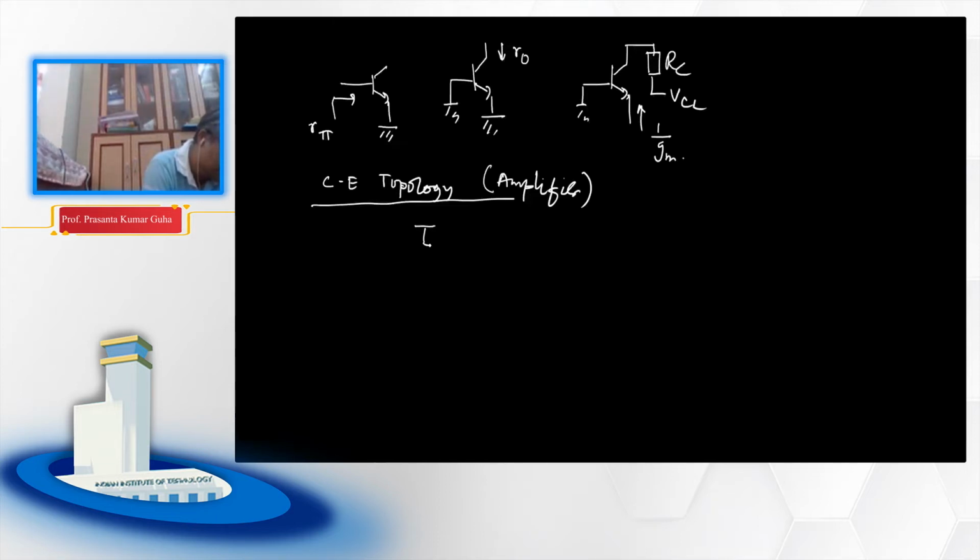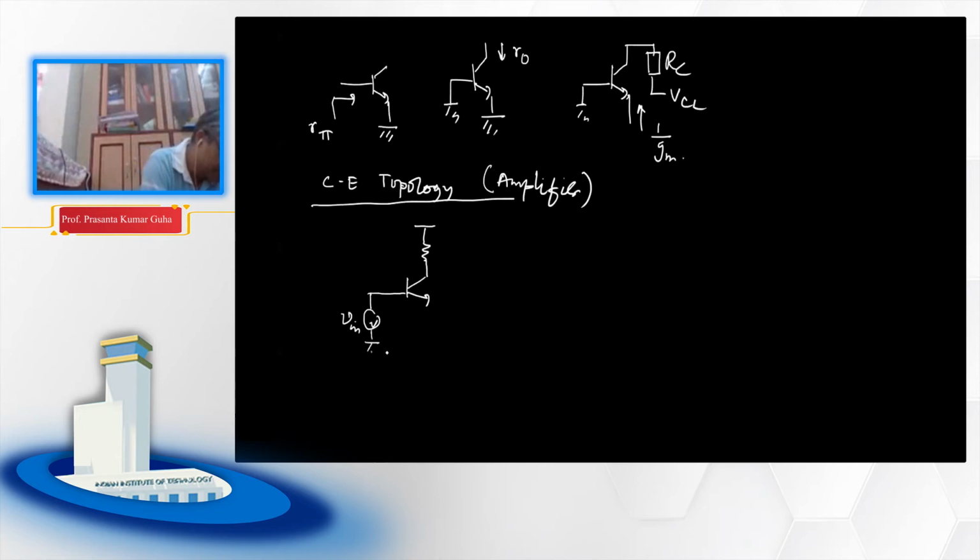So let's draw a very simple common emitter BJT which has Vin that we like to amplify, and this emitter is grounded. That is why this emitter is basically between output and input. It appears like it is in common between output and input, and it is grounded. That is why it is common between input and output, and we call it a common emitter circuit.